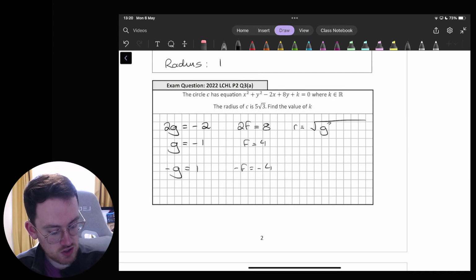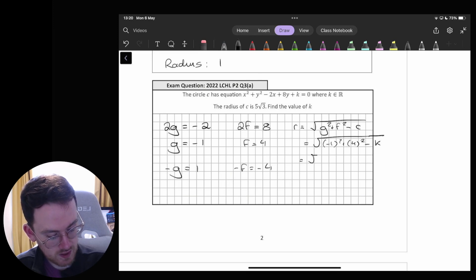So radius is the square root of g squared plus f squared minus c. Filling in the things that we can, we know g is minus 1, we know f is 4, and k is going to go in place of c. Okay, so filling this out, I get 1 plus 16 minus k, and I actually know in this case that this has an overall answer of 5 root 3. So I have root of 17 minus k equals 5 root 3.